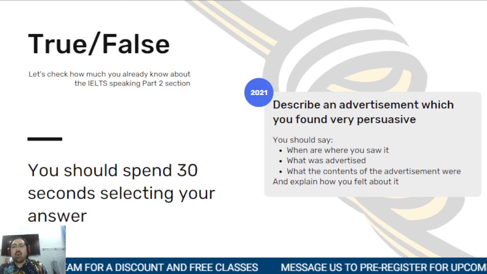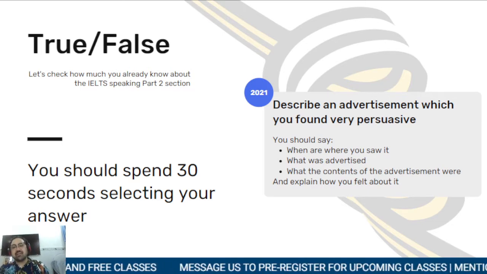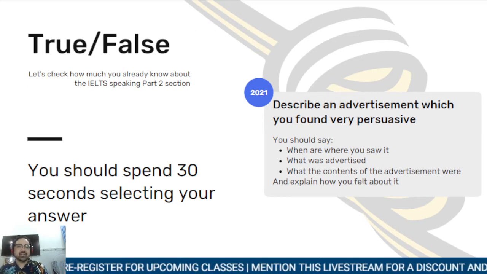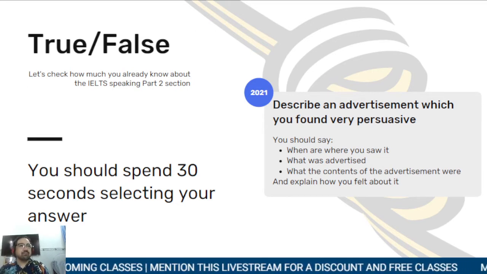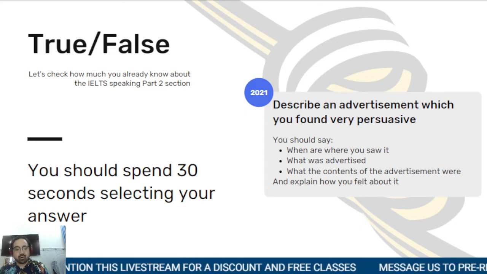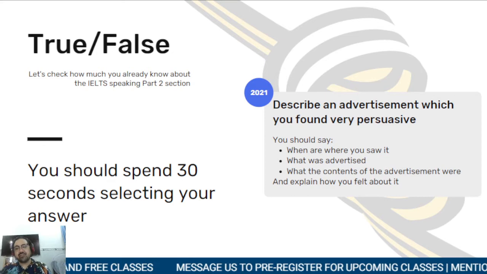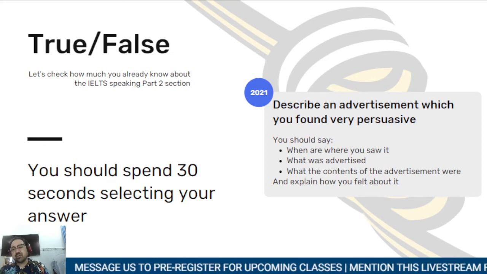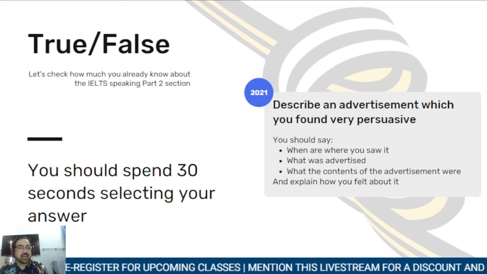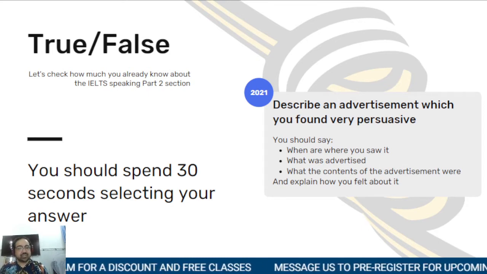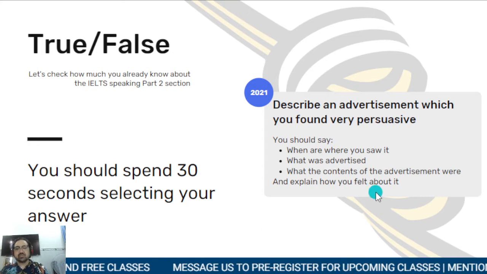I mean, if you're already getting a 7.5 on your speaking, you can spend as much time as you want on selecting your answer because you might be able to talk about it better or more in depth. So feel free to take more time. But if you are still just learning how to plan your answer, you should just go with your gut instinct and choose which one you want. All right. So don't spend too much time.